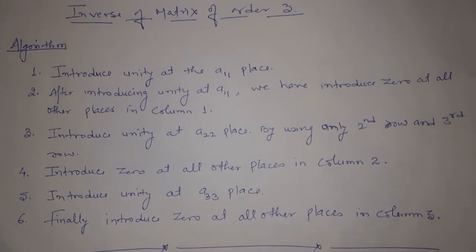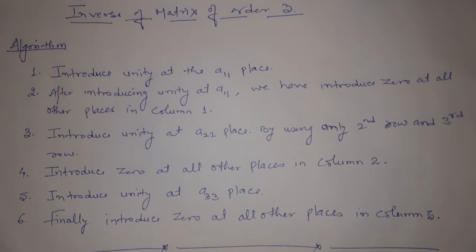Hello children, today we are going to study inverse of matrix of order 3. To find the inverse of matrix of order 3, we have to follow some algorithm. Here the algorithm is as follows. First, introduce unity at the place A11, which is the intersection of first row and the first column.